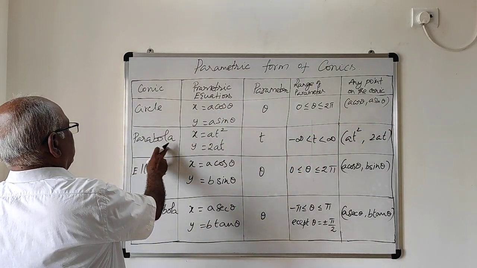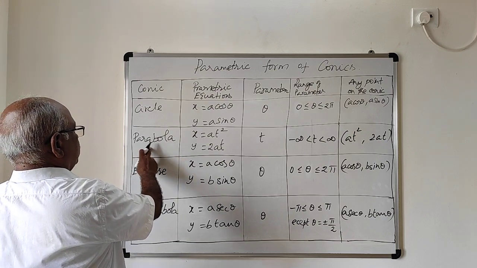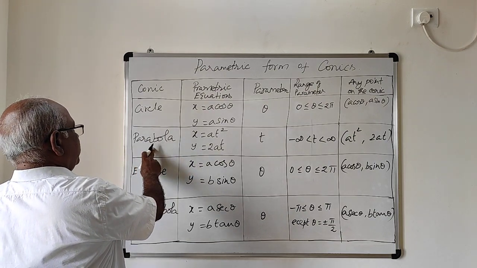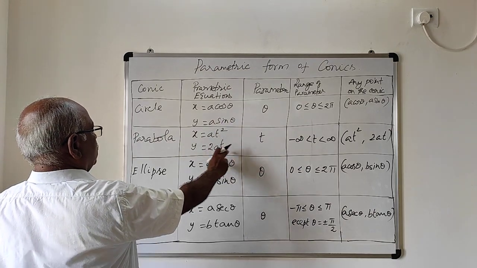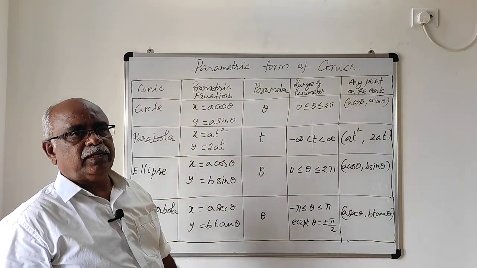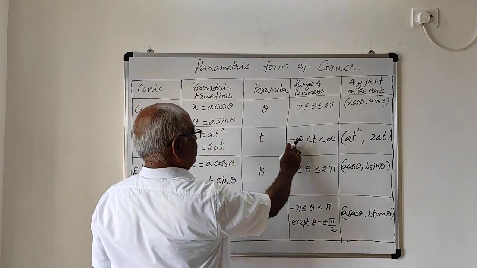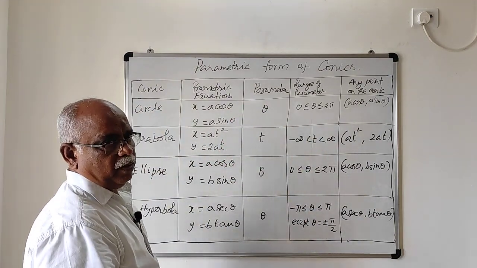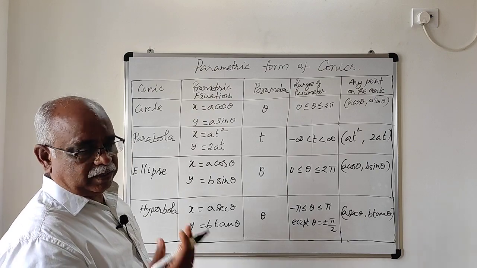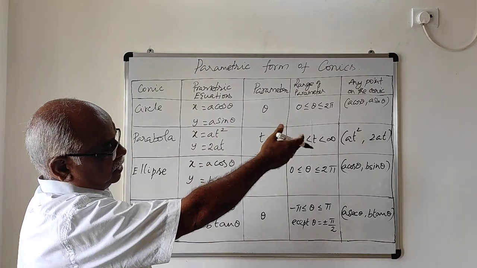Next conic is parabola. The parabola parametric equations are x equal to at square, y equal to 2at, where t is the parameter, and t lies between minus infinity to plus infinity. Any point on the parabola is (at square, 2at).